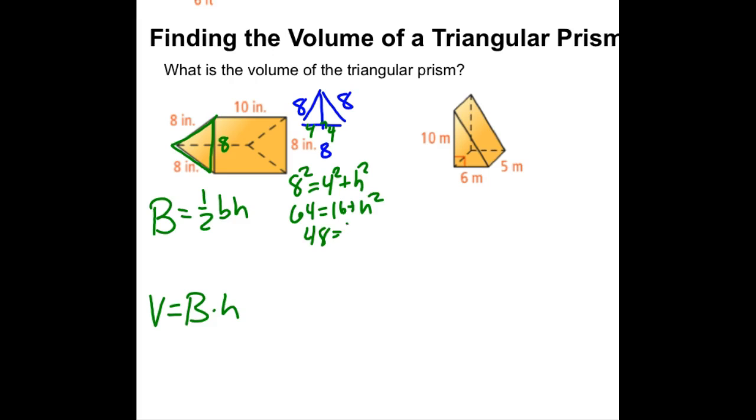48 equals h squared. We now take the square root, and h is about 6.928. Now we can use that for the height in our triangle. I go back, plug that in, 1/2. Well, my base was 8, my height was 6.928. Multiply those two numbers, and I get 27.712.